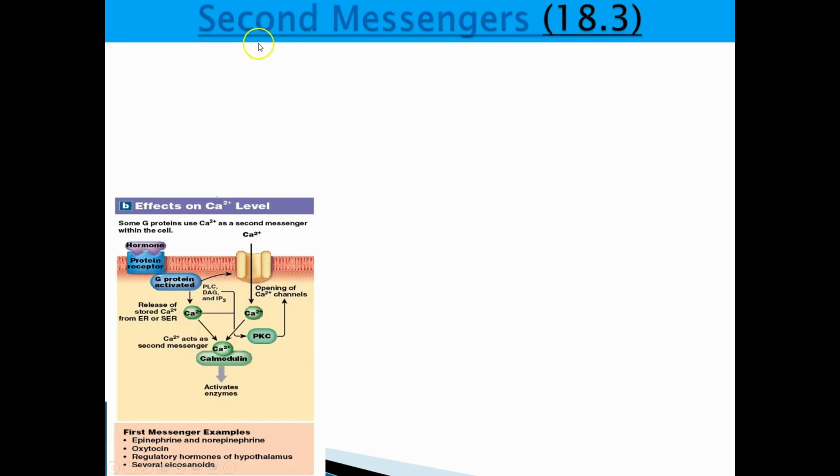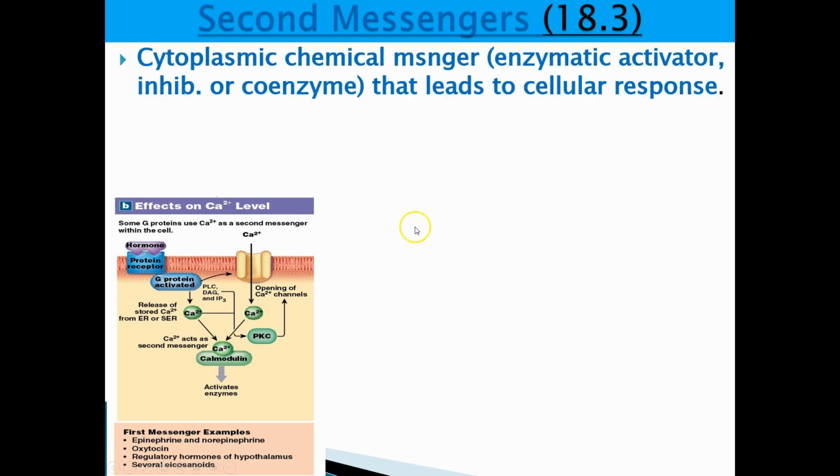So what are the second messengers that we should be aware of? So here we go. Hormone binds, uses the G protein. G protein becomes activated, and then these are the events that happen. All right, so second messengers are cytoplasmic chemical messengers. They're often an enzymatic activator, can be an inhibitor, or in some cases can be a coenzyme, but ultimately the second messenger leads to a cellular response. That's what you need to get down. Second messengers ultimately carry out the final response.